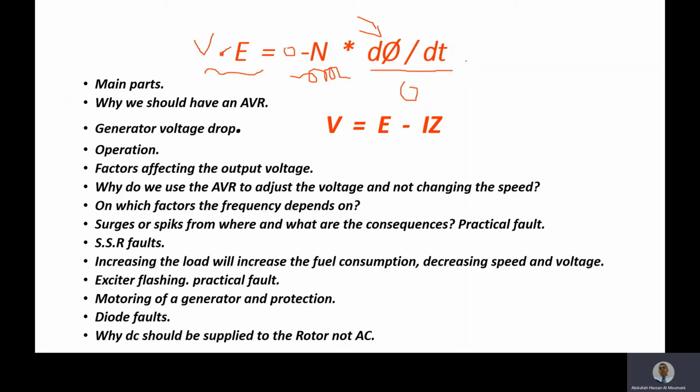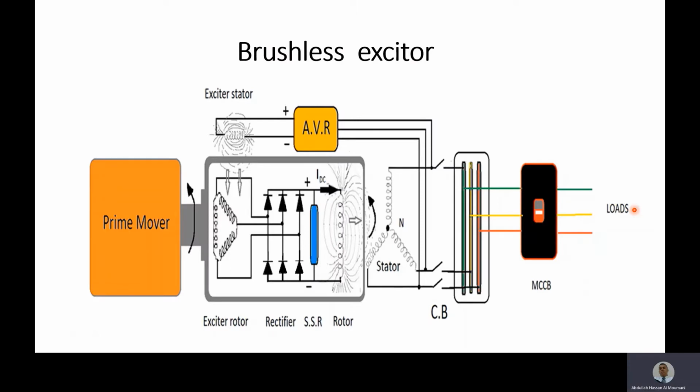The main parts of the brushless exciter are the AVR and the exciter stator and the exciter rotor. Here is the rectifier, three-phase rectifier, because these coils are three-phase also. And here we have the surge suppression resistor and the rotor. The rotor will be supplied by a DC current to produce the magnetic field. This magnetic field will be intersecting with the stator to produce the required voltage.